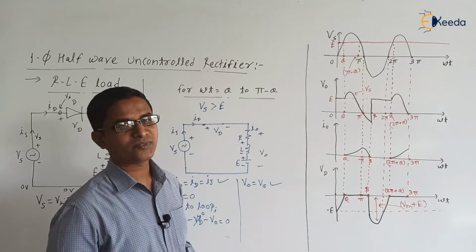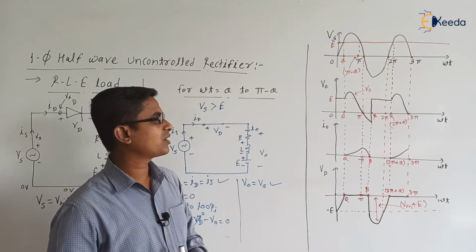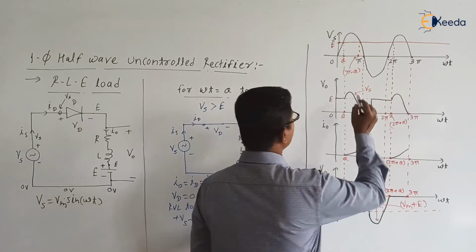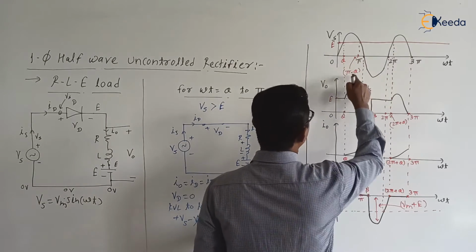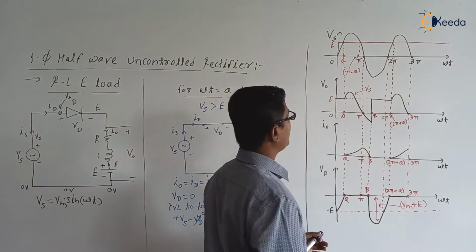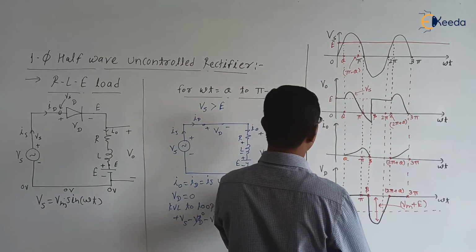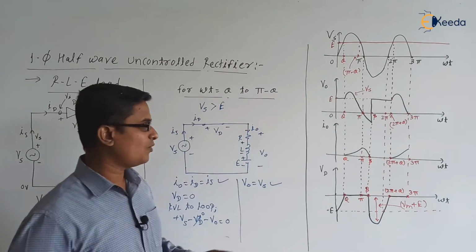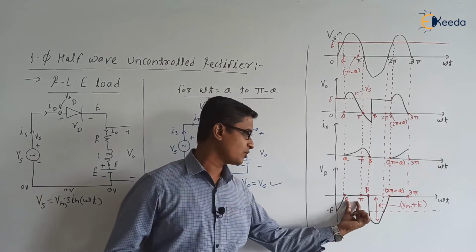Are you getting the point? Is this clear? So V0 will be the same as the supply voltage from theta to pi minus theta, right? Okay, next, what is the Vd? Vd is 0.